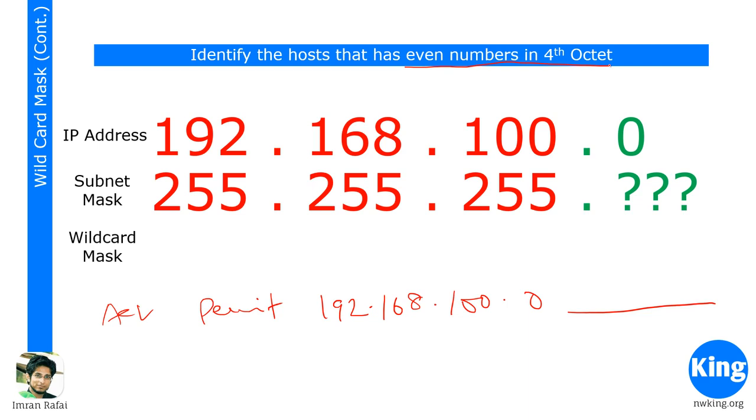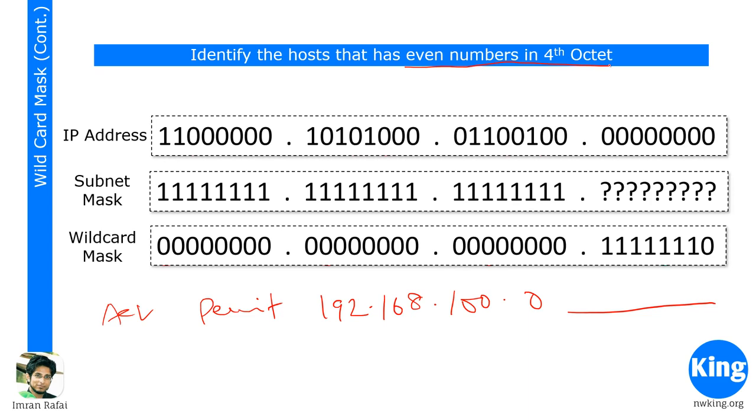Can you do that using subnet mask? I don't think so. I don't think there is a value in the 4th octet that you can put in a subnet mask such that you can only identify even numbers in the 4th octet. But look at the magic in wildcard. In wildcard, you can put this, right?